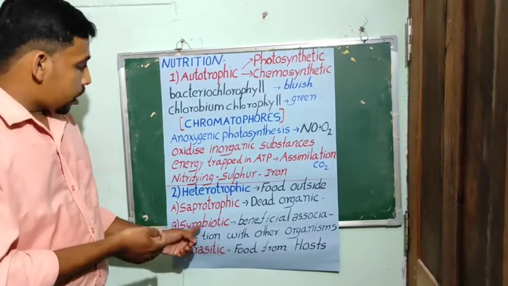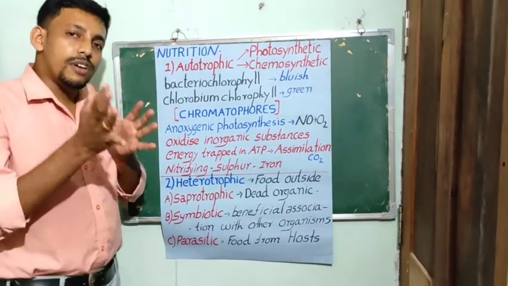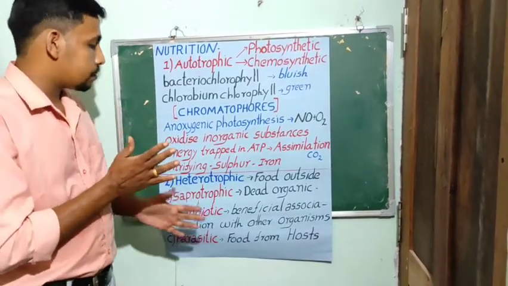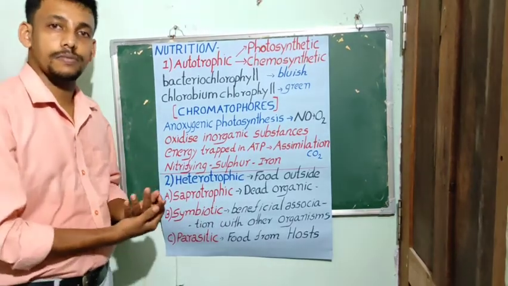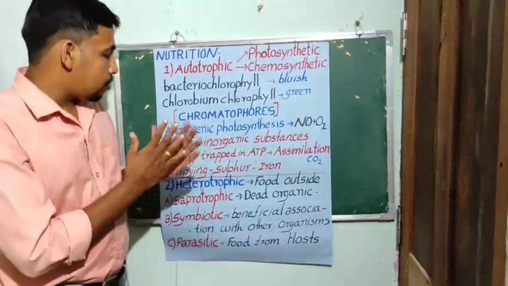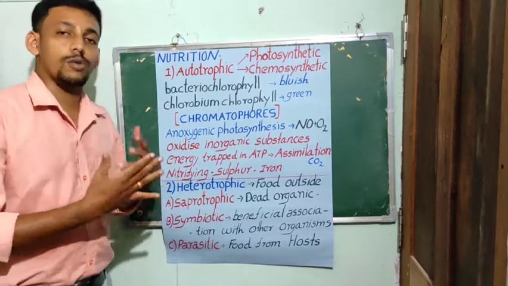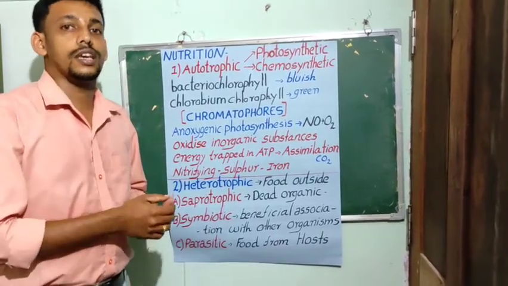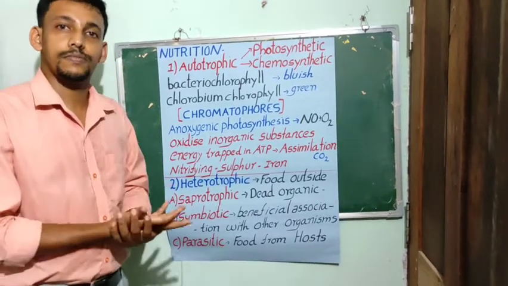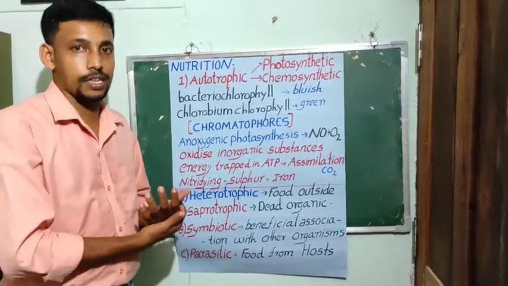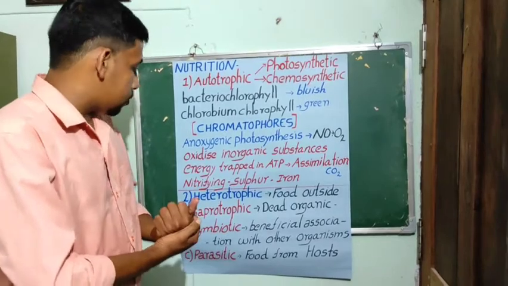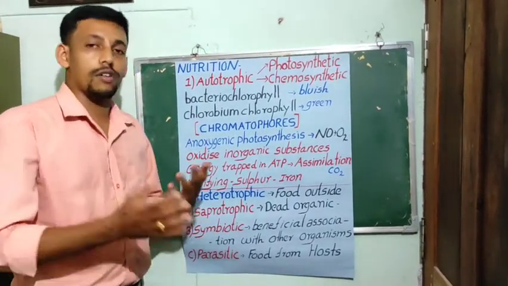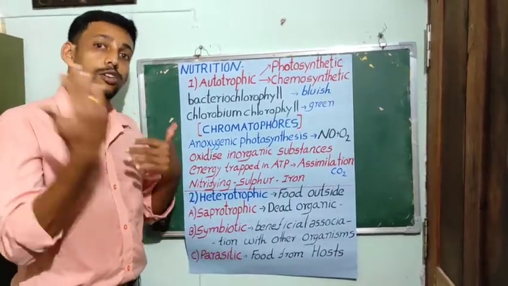But in the case of symbiotic bacteria, they form a beneficial association with other organisms, and through this association, they obtain food. For example, the rhizobium bacteria is an example for that. They make association with the root nodules of legume plants.